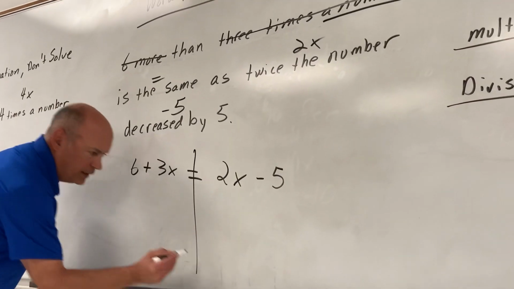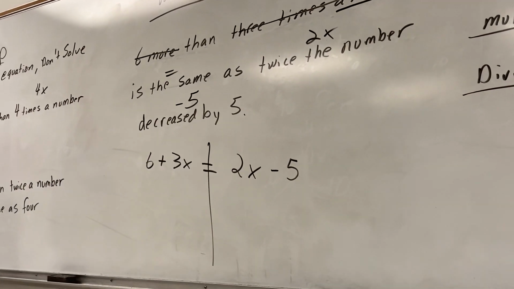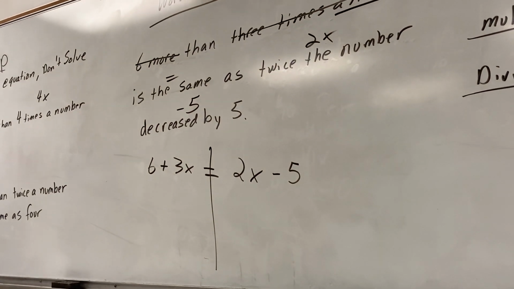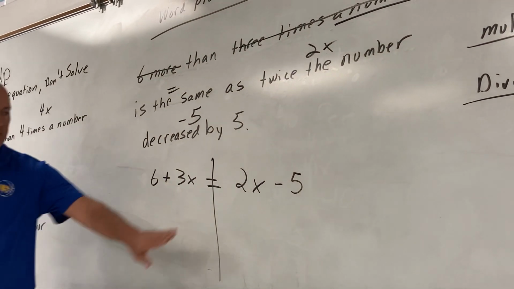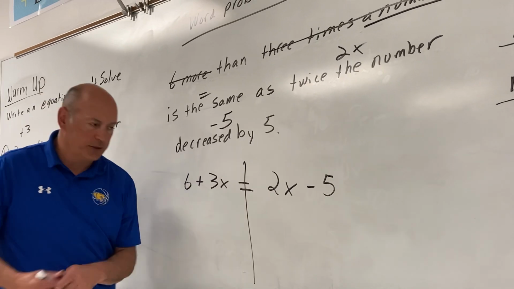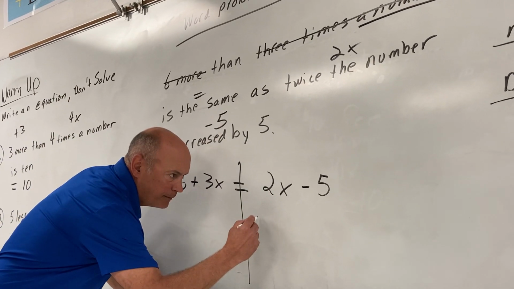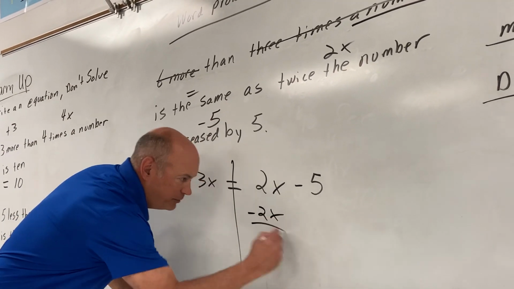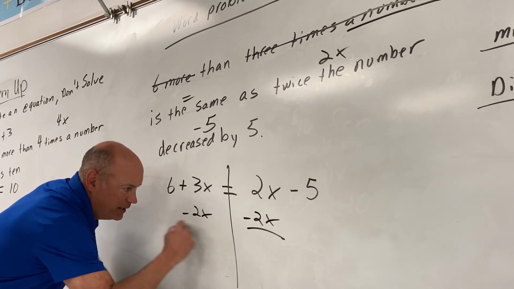Now let's solve it. Which x would you move? The 2, because it's a little smaller. So how would you move it? Minus 2. I'm going to subtract 2x. Let's see what we got.